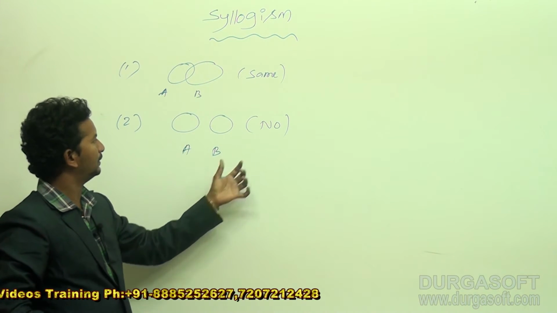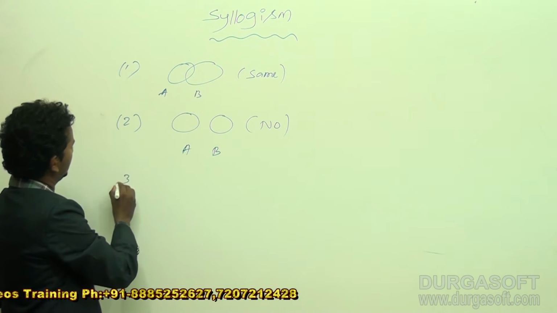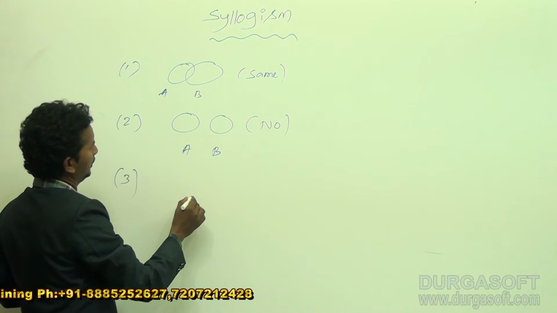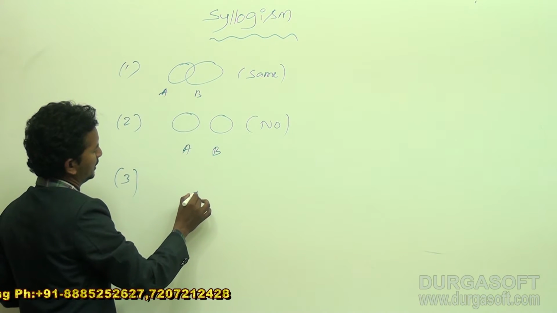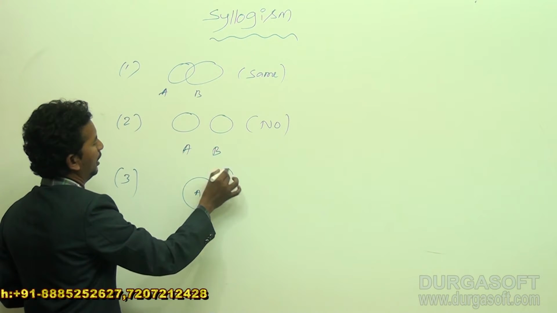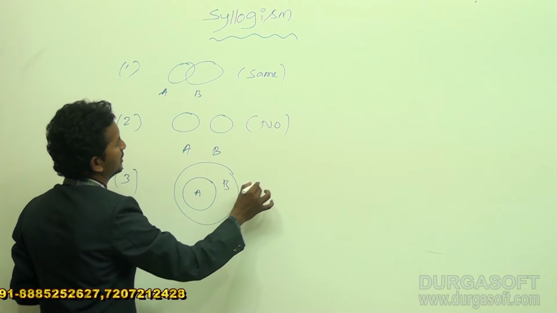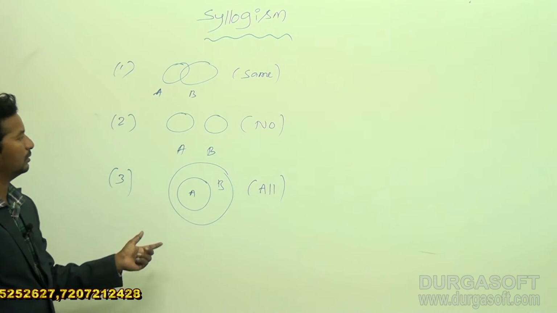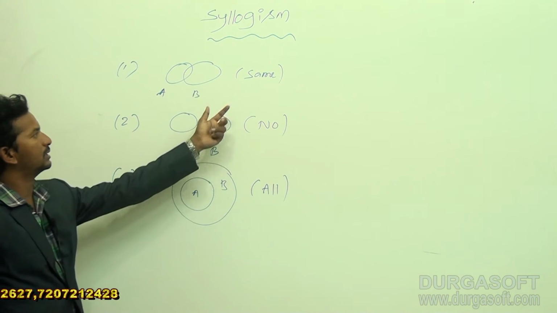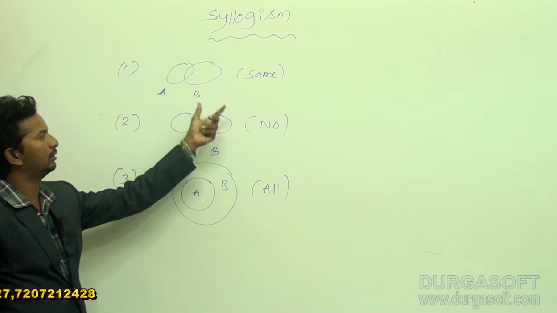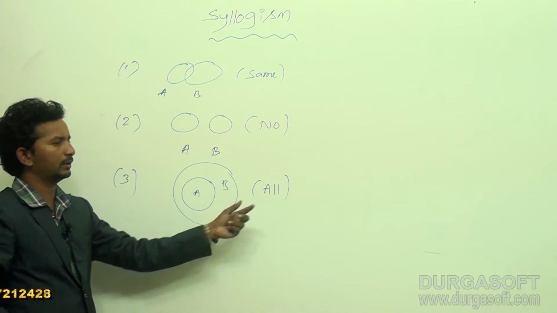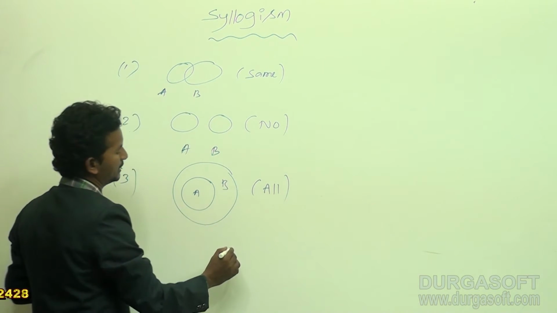Now coming to this one. Now one more is here. The all diagram: this is the A diagram, all, and this is the B diagram. This is called an all diagram. Now coming to this one, you know what the some diagram is, what the no diagram is, and also the all diagram. The all diagram can also be written like this.